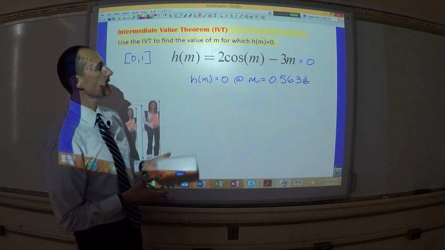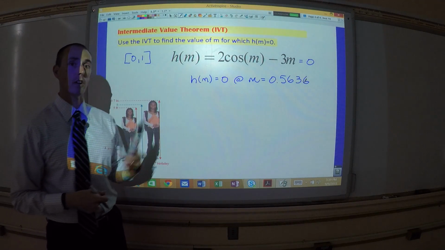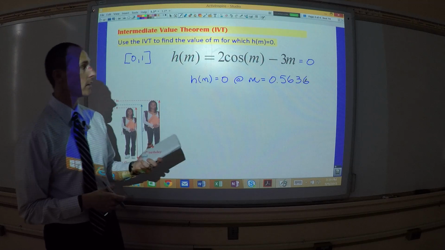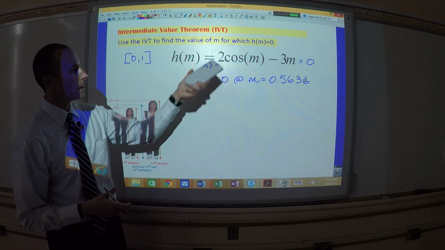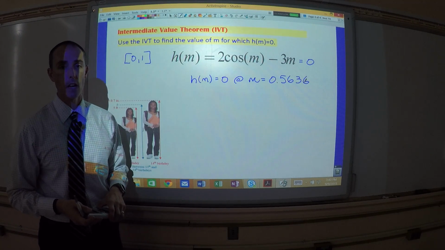So the IVT guarantees us that it will happen. It doesn't tell us how many times it's going to happen. It just guarantees that if we have a continuous function, something like this would have to happen. So I hope this helped.